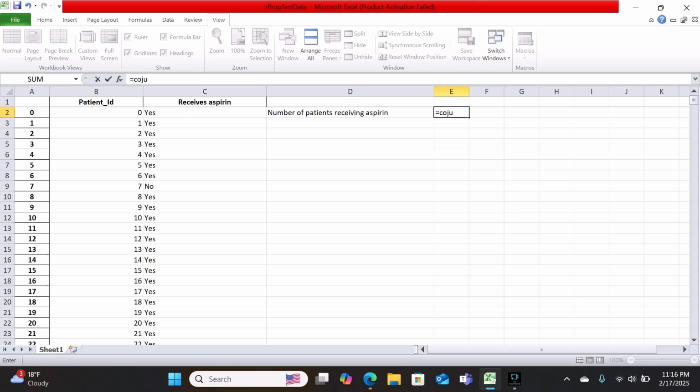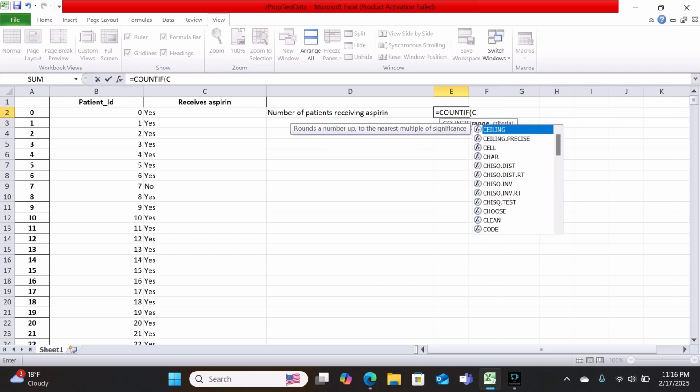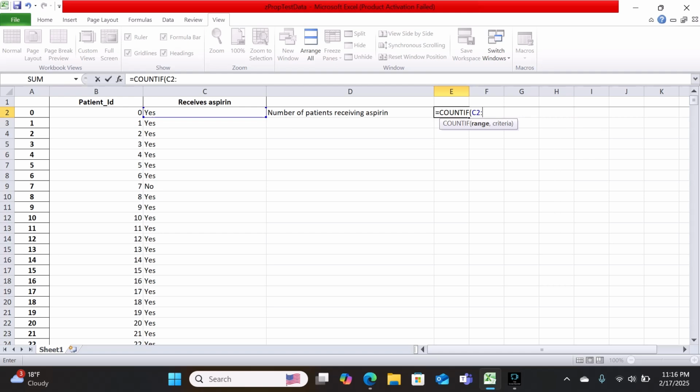That will be equal to COUNTIF, C2 ranging to C50,001. So 45,000 patients out of a total of 50,000 patients are receiving aspirin. So 5,000 patients are not receiving aspirin. So this is the total population of patients.